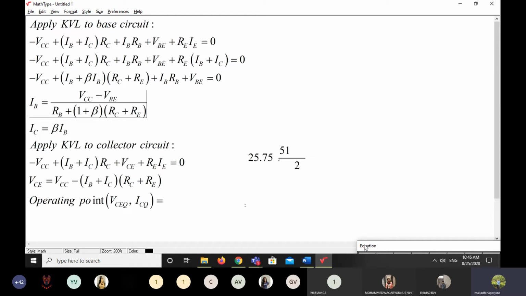Okay, so just follow that and note down the changes we need to make compared to the previous one, and leave some space so you can solve it later. These are the formulas only. In these formulas we substitute the given values, and we will get the operating point.